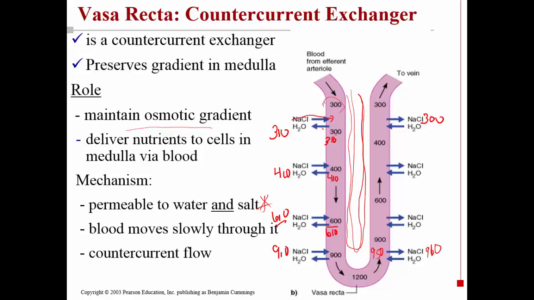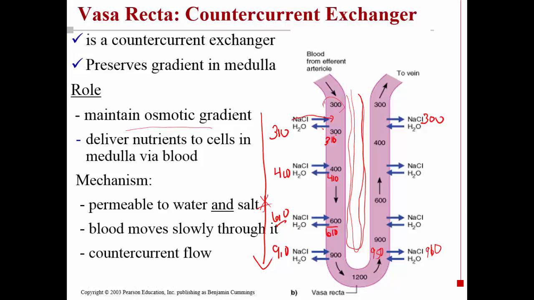And it's going to continue all the way back in reverse, so that by the time the blood leaves the Vasa recta, it's 300 again. It entered at 300, it leaves at 300, and it doesn't remove any of the salt that was within the cells of the medulla. It maintains that gradient. It allows that gradient to stay while delivering oxygen and nutrients, and that's why it's called an exchanger.